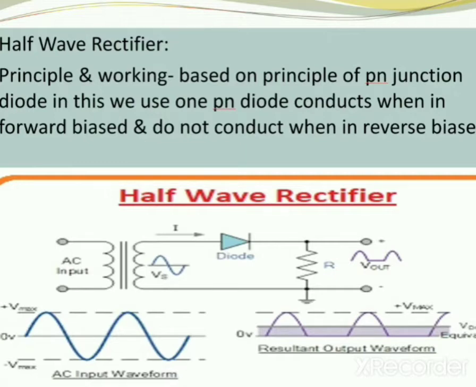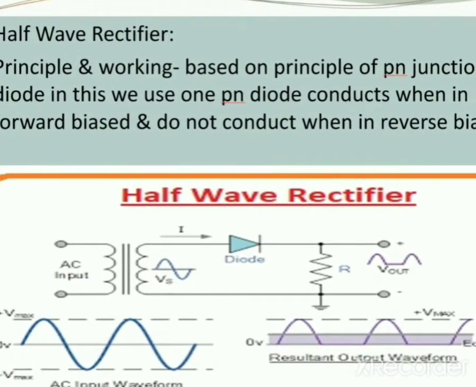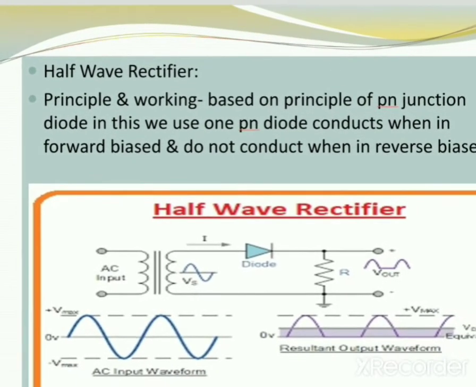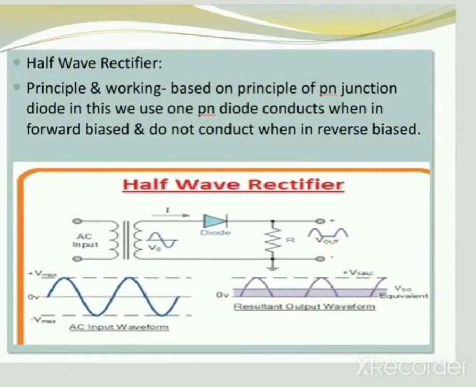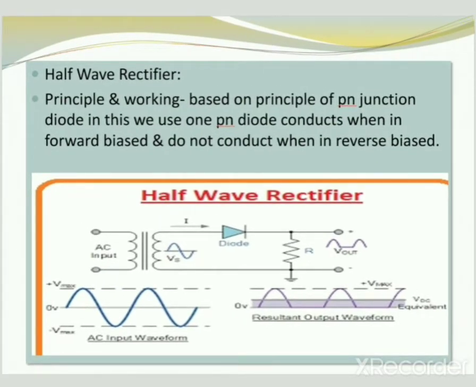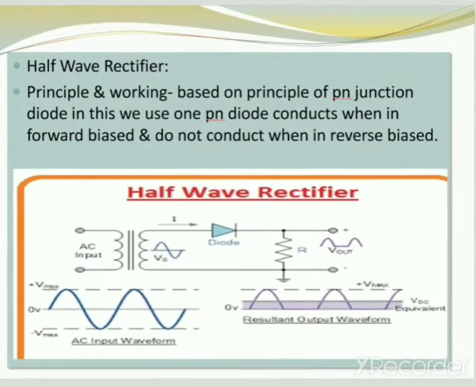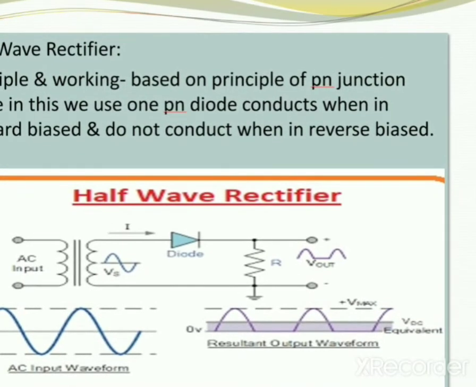Here you can see AC input, which is the primary coil, and here is VS. VS is the input of the secondary coil and V out is the output of the secondary coil. R is the load resistor, and here we use one p-n junction diode. And now you can see the waveform of the half wave rectifier. It is an alternating waveform, and the resultant output we get is half of the DC waveform.